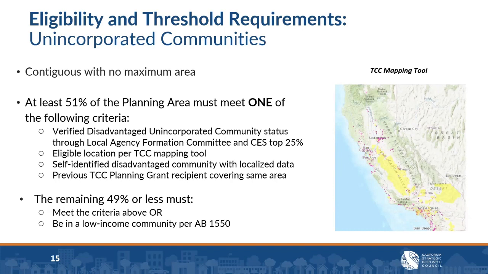It could be a self-identified disadvantaged community using localized data, or it could be within a previous TCC planning grant area that was already awarded. The remaining 49% or less must meet the criteria above again, or be within a low-income community as per AB 1550. Next slide.